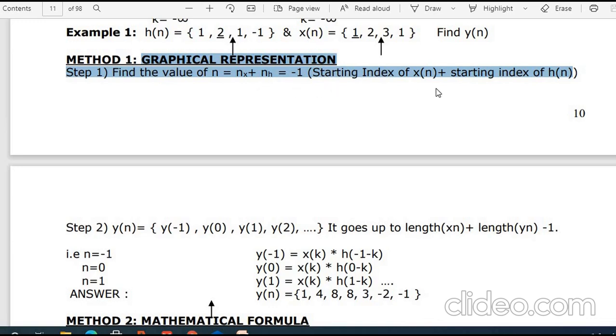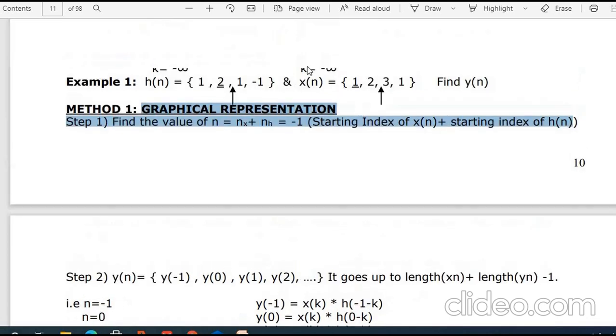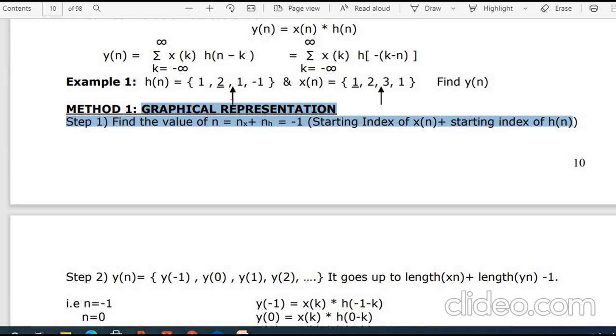That means the starting index of x of n and the starting index of h of n, we have to combine and write down that particular value. For example, as you can see, this is my h of n, starting from the 0th position. This is which position, students? As you can see here, there is 0 and minus 1. This is my minus 1, right?